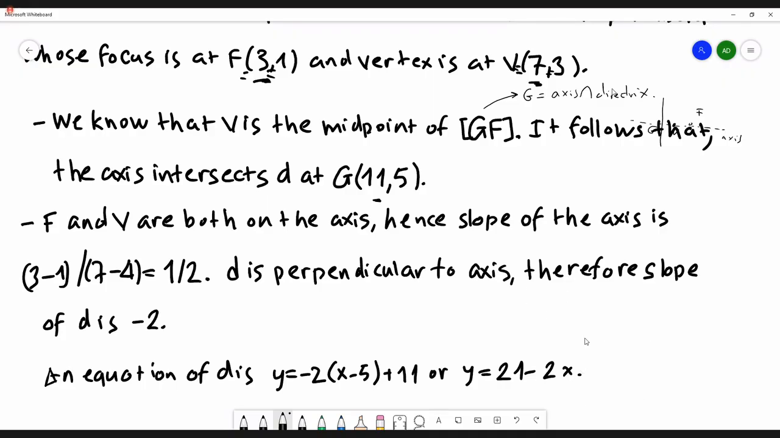Now it's turn for the ellipse. Are you okay up to here? Any questions about the parabola?